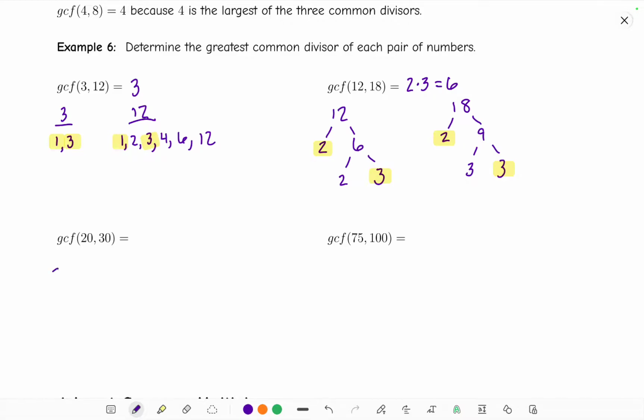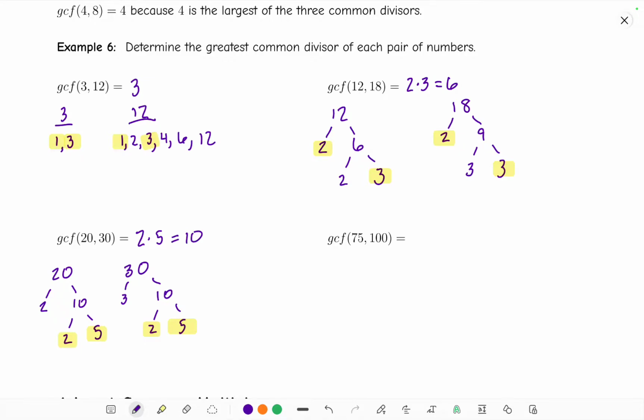Let's try that for 20 and 30. We see they have a 2 and a 5 in common. So the GCF is 2 times 5, which is 10.